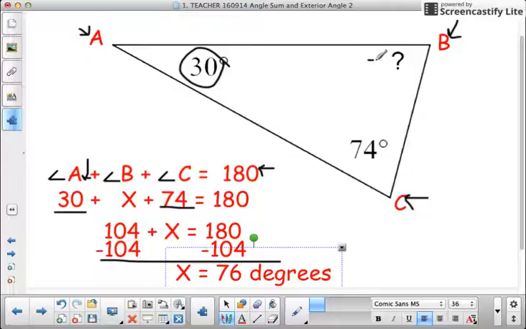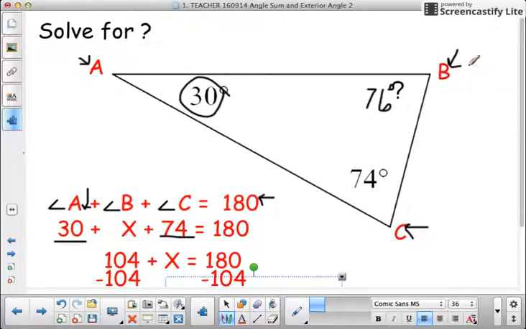So this question mark, which I labeled X, you can keep it as a question mark, or you can label it X. This should be 76 degrees. Now, how do I go back and check? Well, I plug this number in for X, and 30 plus 76 plus 74 should give me 180. So take a second and check in your calculator. It does, in fact, give me 180.